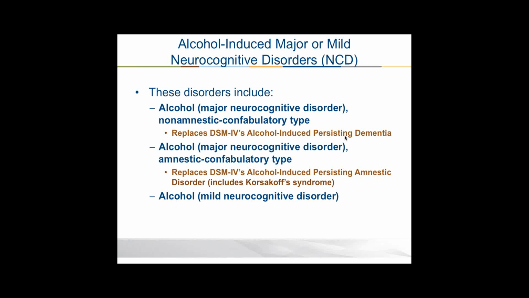There are two kinds. One is non-amnestic confabulatory. The other is amnestic confabulatory. The non-amnestic confabulatory type is what used to be called in DSM-3 and DSM-4 alcohol-induced persisting dementia. The person has a severe dementia. They're unable to remember things. They're unable to solve problems. They're unable to think in a meaningful way as they did before. They're typically unable to recognize faces. They may find it difficult to recognize individuals they know very well. But the amnesia part of the disorder is less severe, as is the confabulation part.